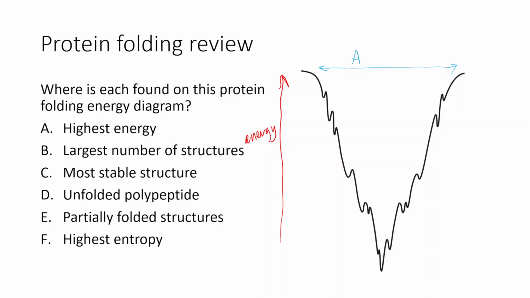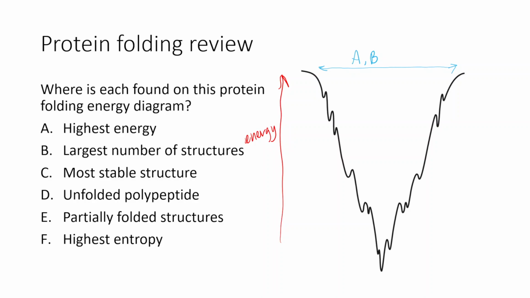Where would we have the largest number of potential structures? Also at the top. So at the top of this diagram, I don't want to give away what's happening, but they have a large number of potential structures for your protein, and it's also the highest energy level, which brings us to C, which is where is this going to have the most stable structure?